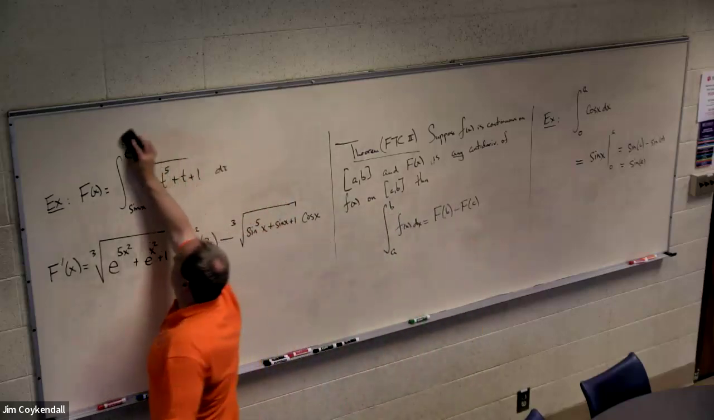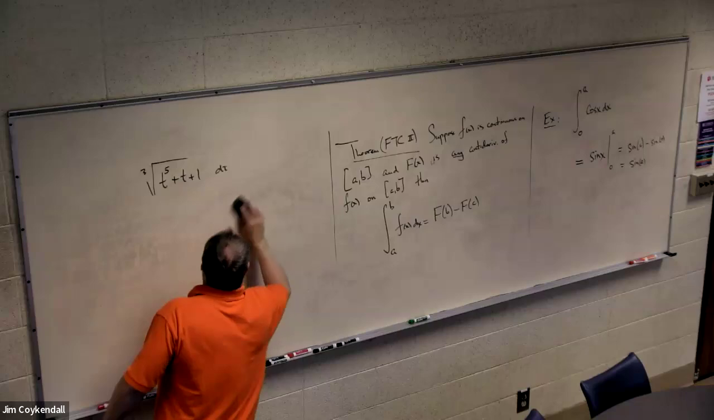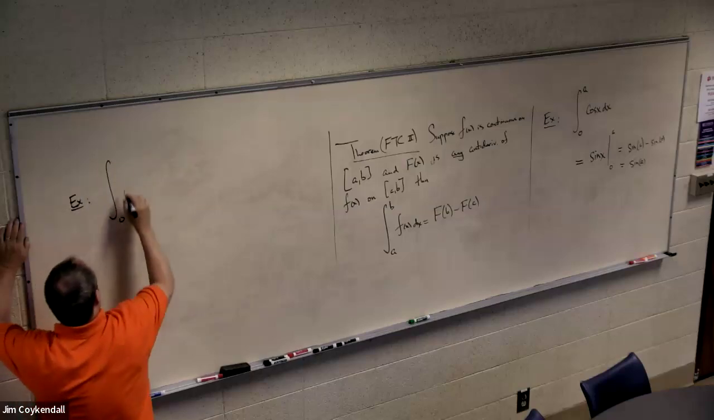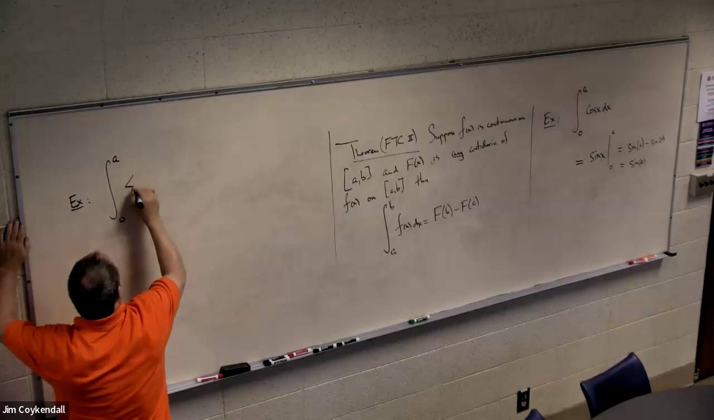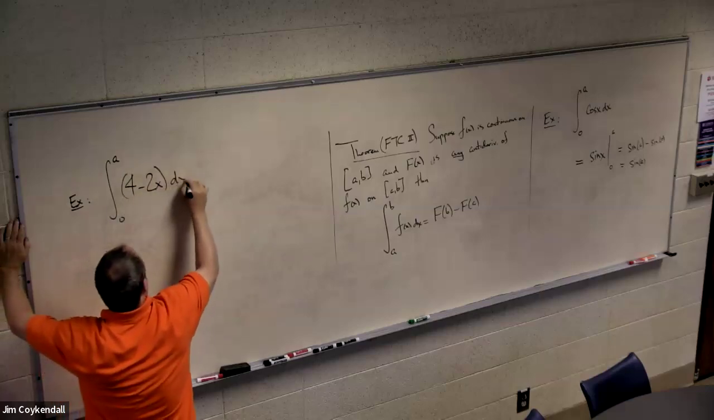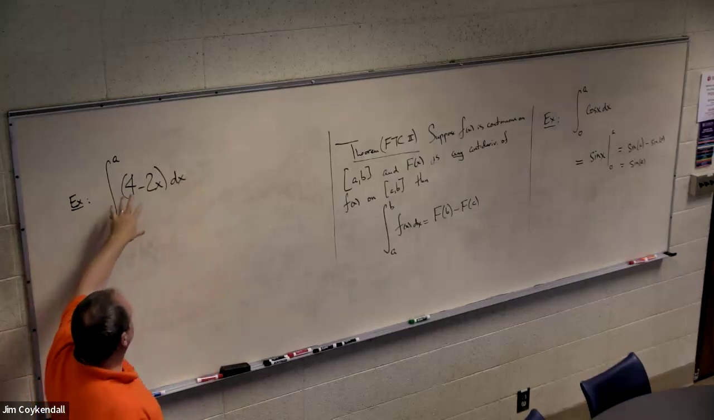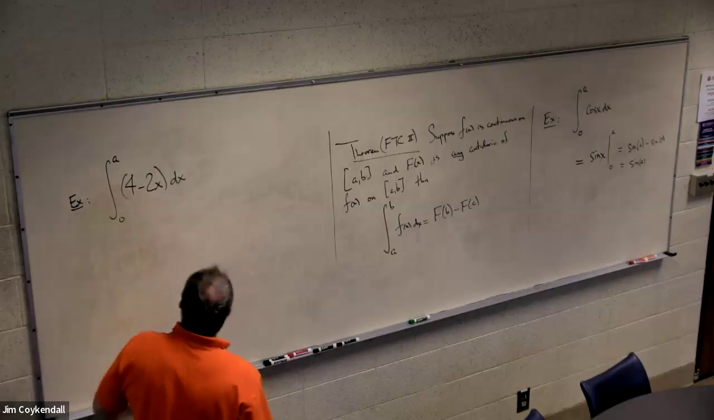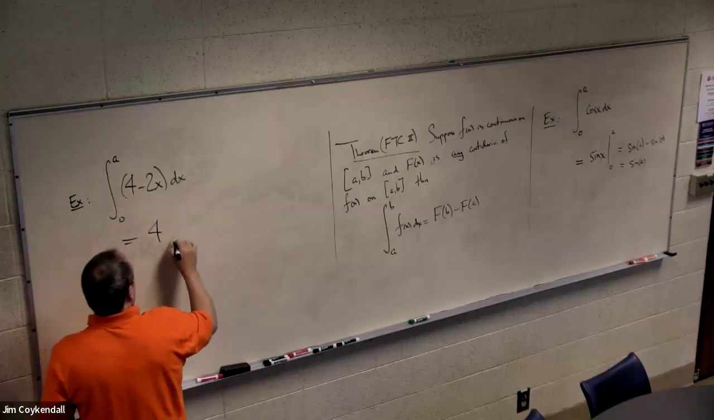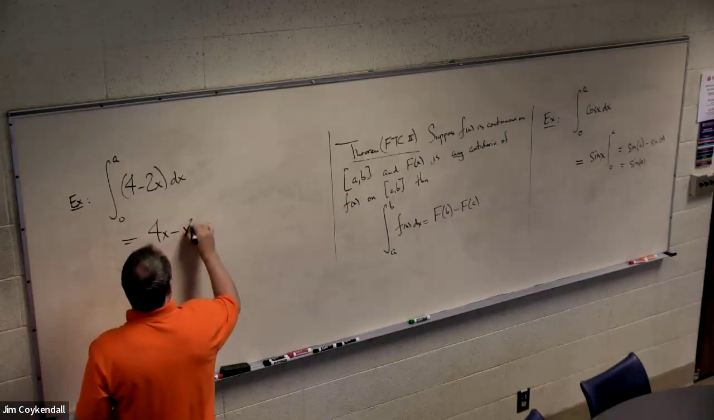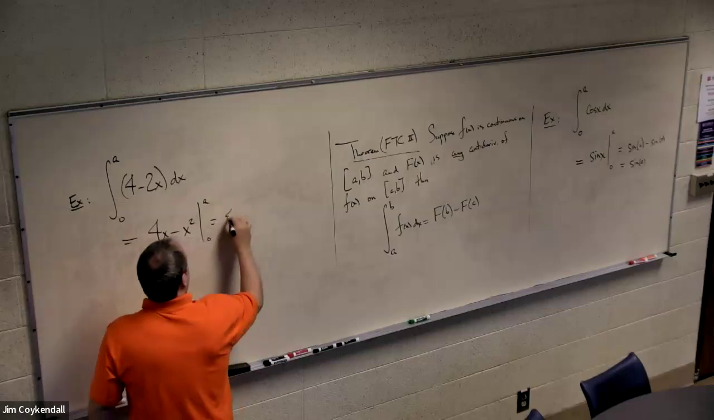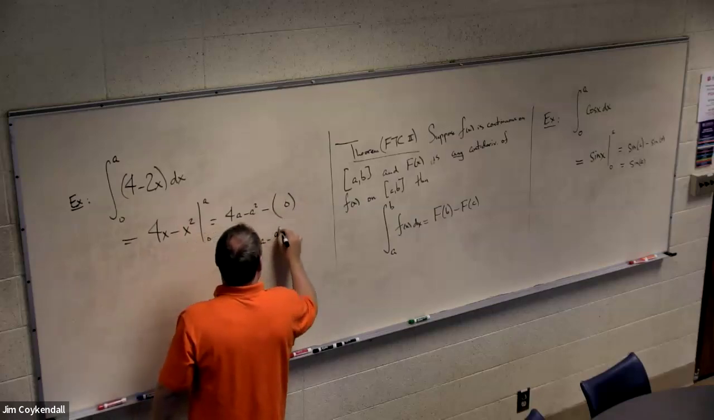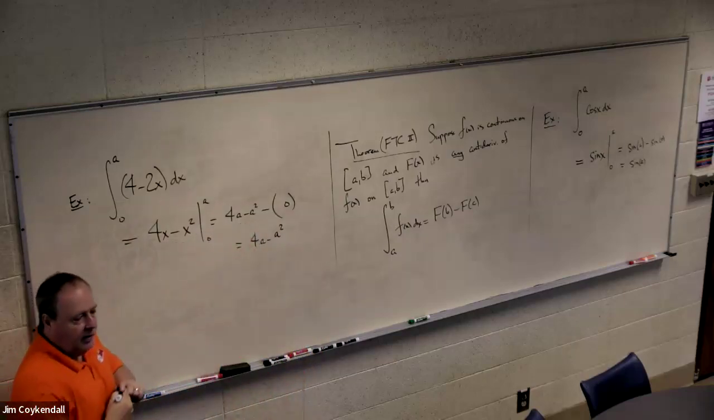Here is an easier example, which you did earlier. The integral of 4 minus 2x. And again, I set this up drawing pictures of it, and I assumed a was positive. This doesn't even matter. My favorite antiderivative of this is 4x minus x squared, evaluated from 0 to a. So this is 4a minus a squared minus 0. So doing the problem reduced it.